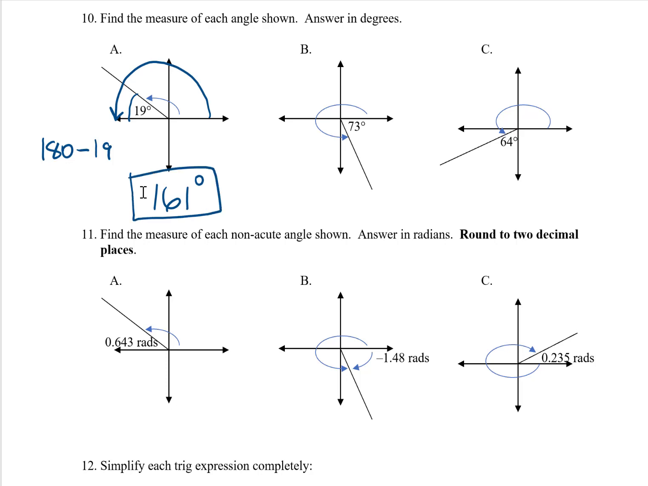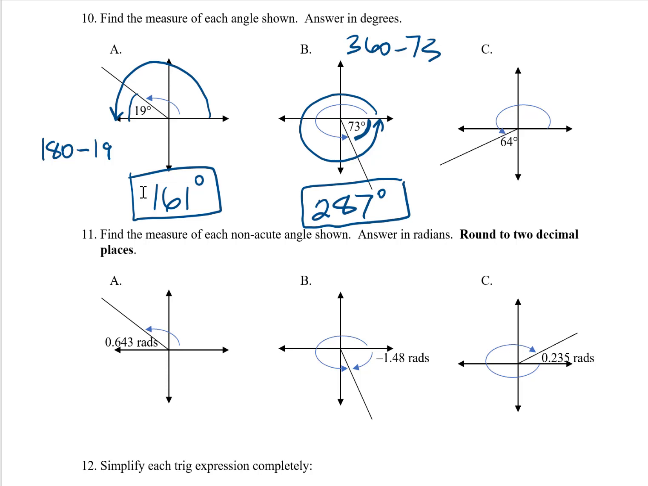In the second picture, again, I have this 73. I know that if I rotated all the way around, it would be 360, and so if I just subtract off that 73, I'll have the angle that I want, and that comes out to be 287 degrees.